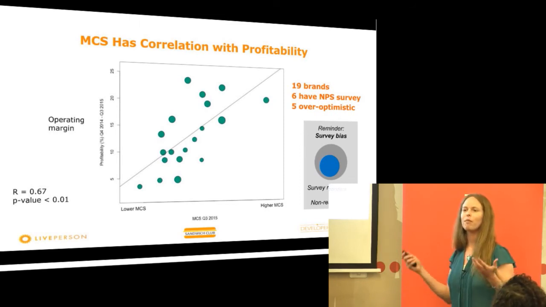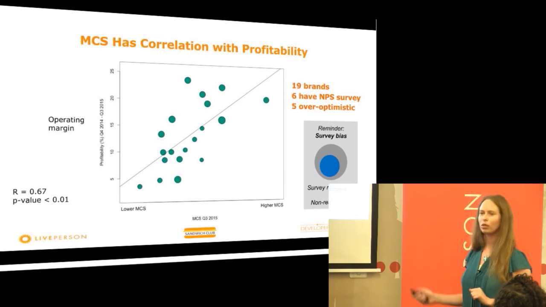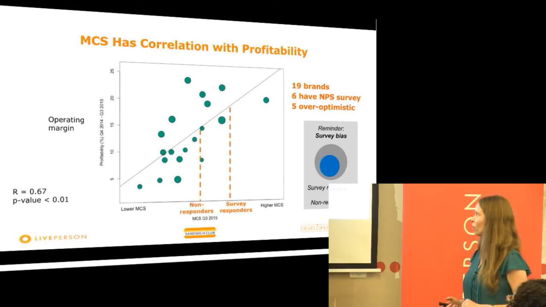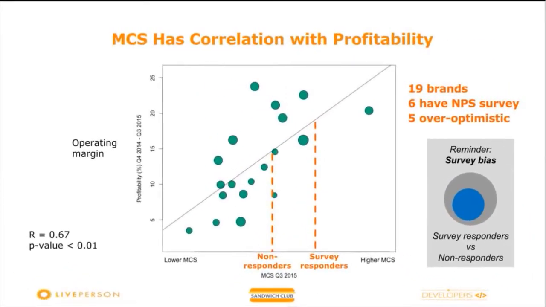In order to demonstrate the magnitude of this survey bias, I want to show you the results on this graph. I wrote here two groups, the MCS of the survey responders versus the non-responders. The non-responders have lower MCS value. And now we can see the matching profitability values. For survey responders, they have 19% profitability, or operating margin, and the non-responders have lower profitability values. So in this graph, you can see that not only is this bias statistically significant, it also has this magnitude.